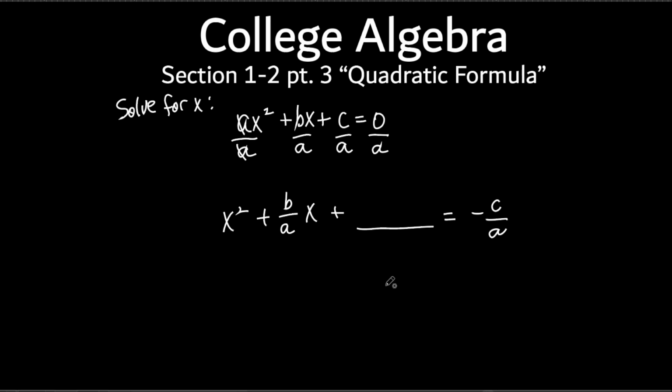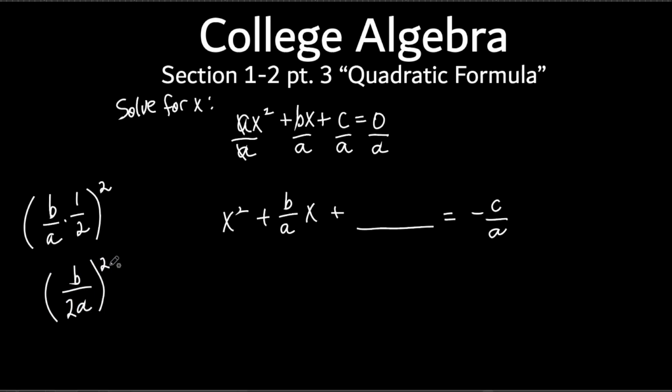In that last problem, what did we do? We had to complete the square, didn't we? So we took that middle term, we took half of it, and then we squared it. So let's do this off to the side. I'm not going to do this in my head for sure. So b over a, I take half of it, so 1 over 2, multiply it by 1 over 2, and then we're going to square it. So what's that? That's b over what? A times 2, how would I write that? 2a. And then I still have to square it.